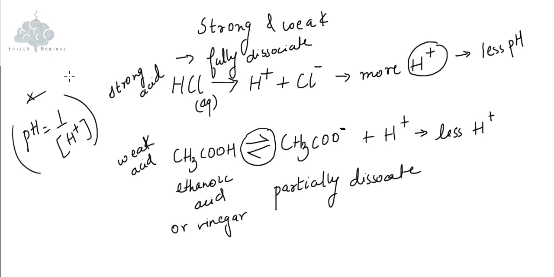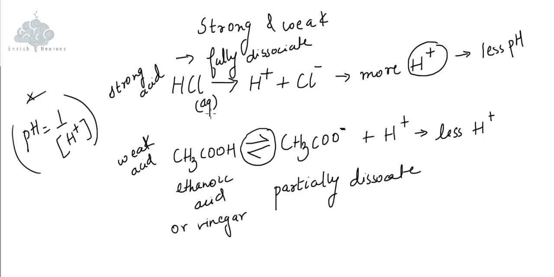So I hope this concept was clear to you, that is, the difference between a strong and a weak acid. A strong acid dissociates completely and therefore has more H plus ions, so less pH. And when you talk about a weak acid, it dissociates partially, therefore it has fewer H plus ions, and therefore the pH is more and it is less acidic.